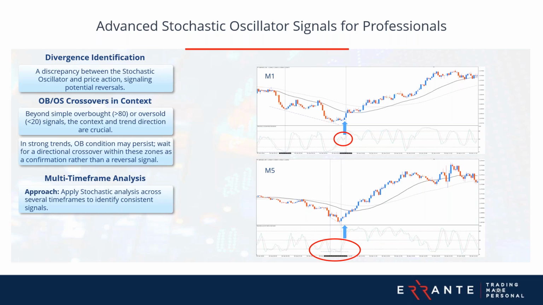However, it's critical again. See, we have the divergence in the oversold area here, and we have a directional crossover here on the stochastic.